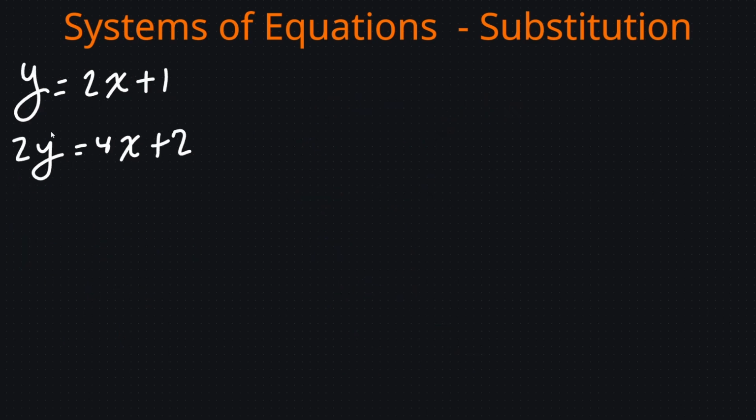So for this problem, we have y equals 2x plus 1, and we have 2y equals 4x plus 2. Now, if you're astute, you might notice something happening here. There's a relationship between these two equations. The second equation is actually just double of the first equation, and that's going to matter. But if you don't notice that and you can't jump ahead and answer it right away, that's okay.